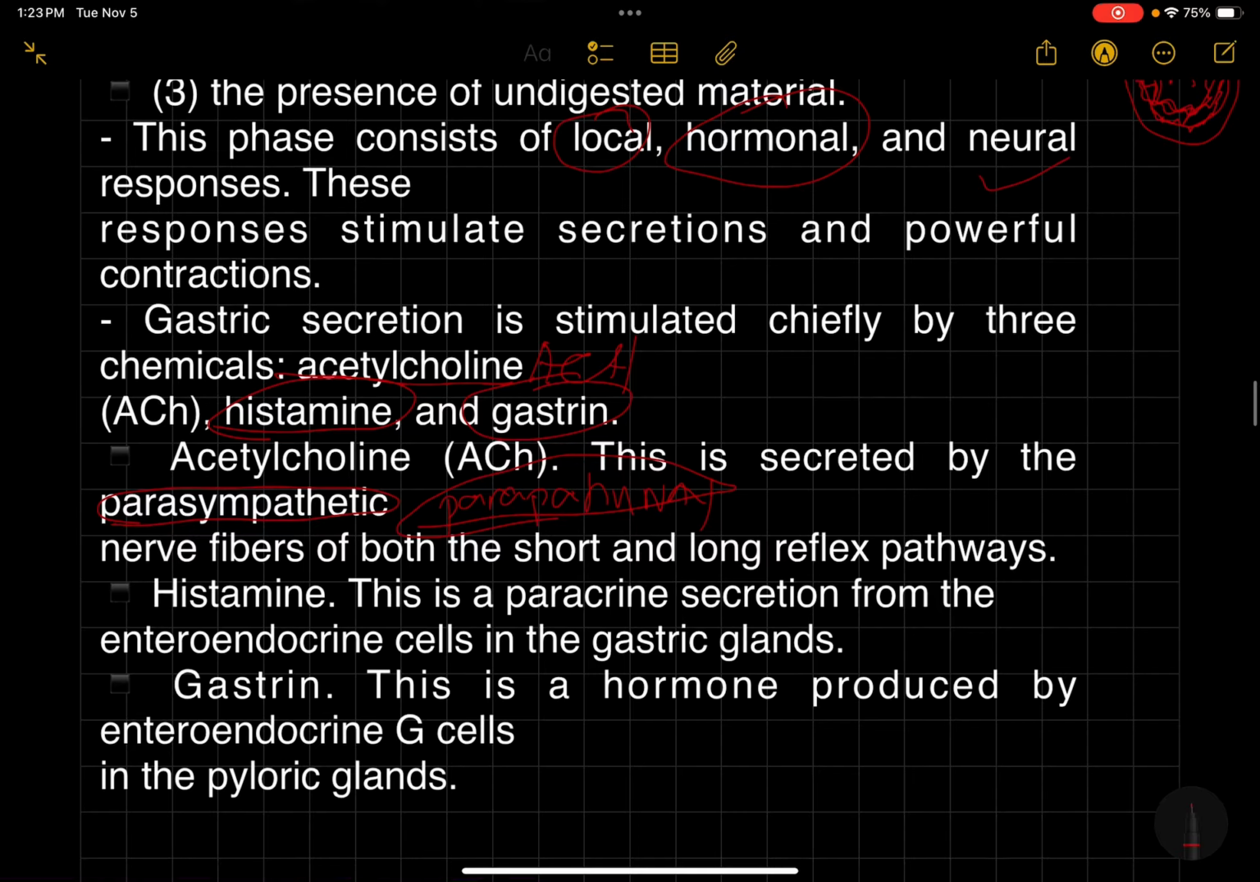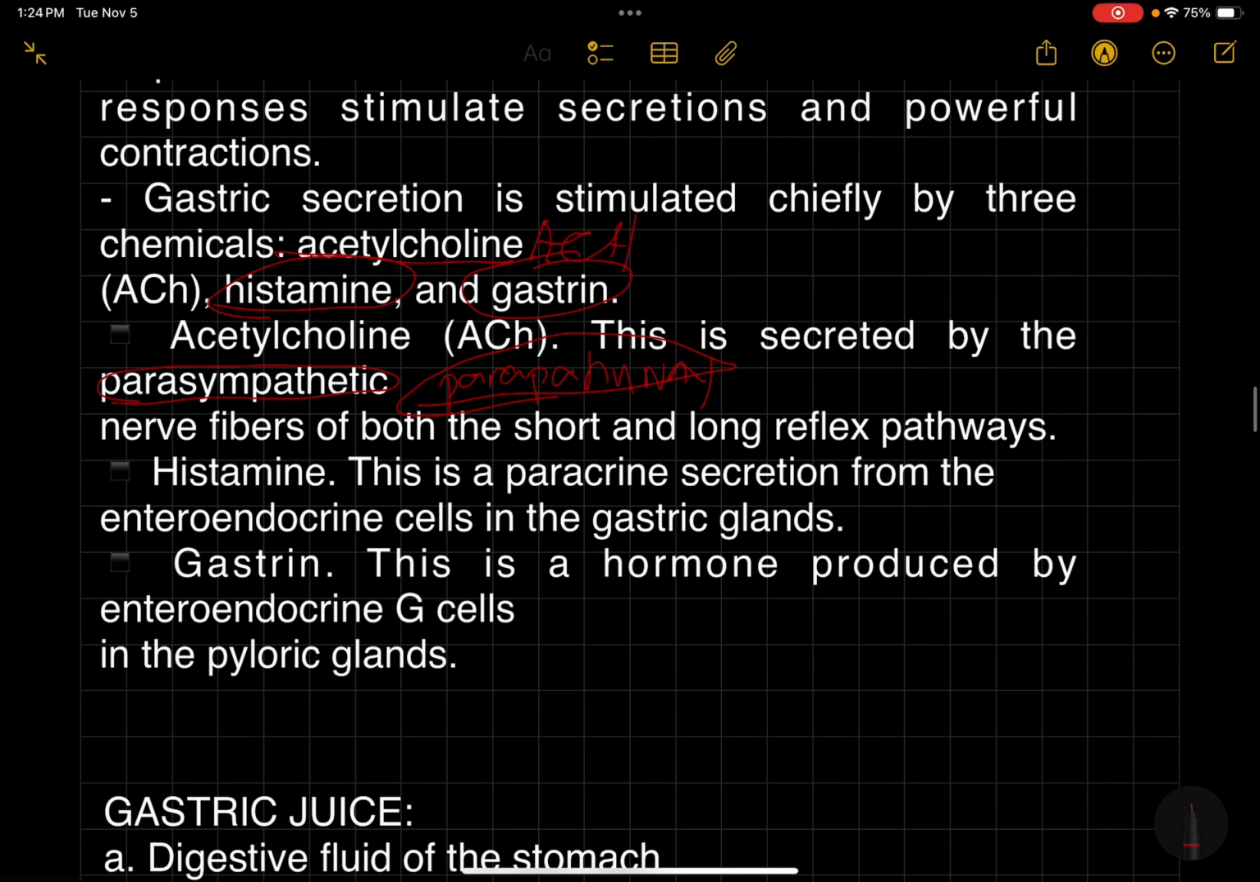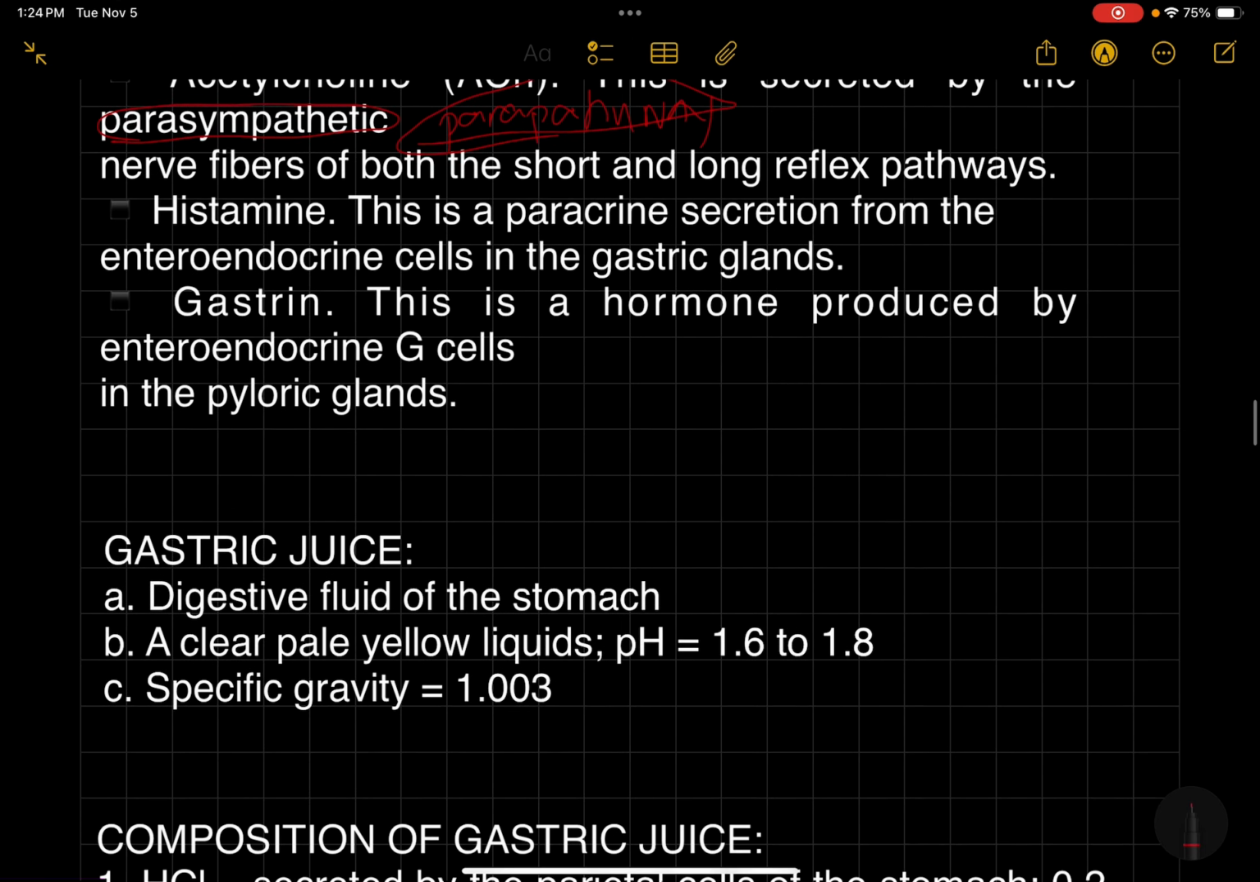I already made this table. I will look it up again, and I will send you a table of parasympathetic and sympathetic effects. So we have histamine. This is paracrine secretion from the enteroendocrine cells in the gastric gland. Gastrin is a hormone produced by enteroendocrine G cells in the pyloric gland.